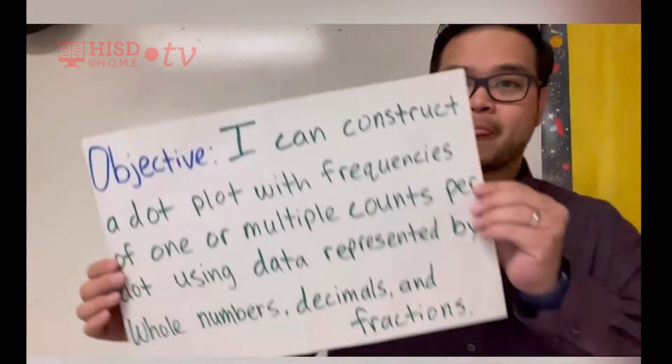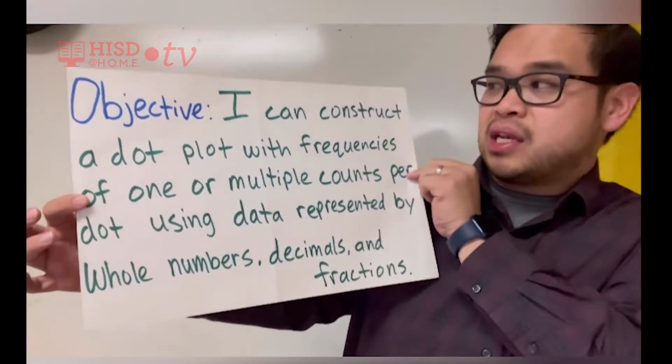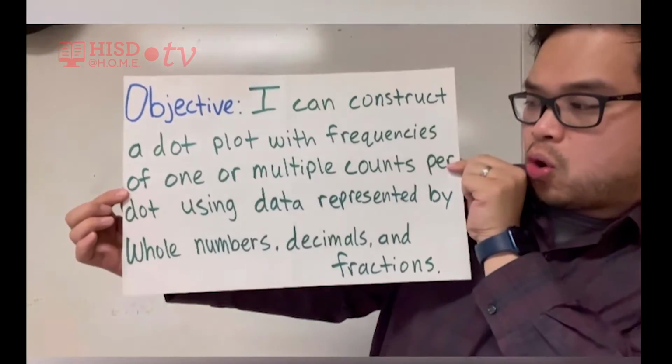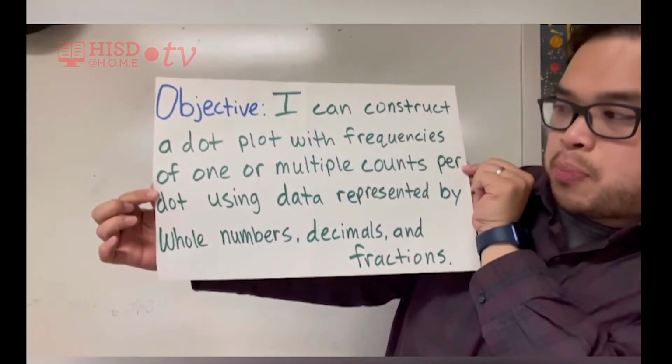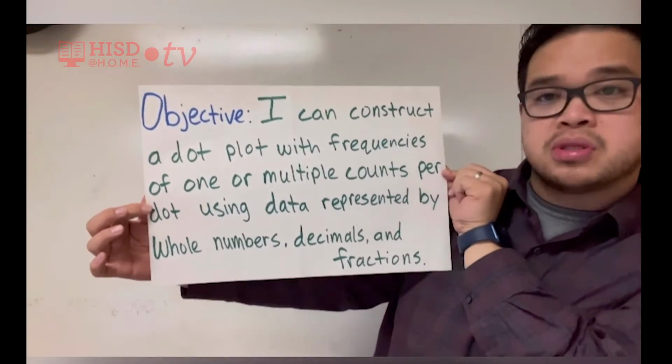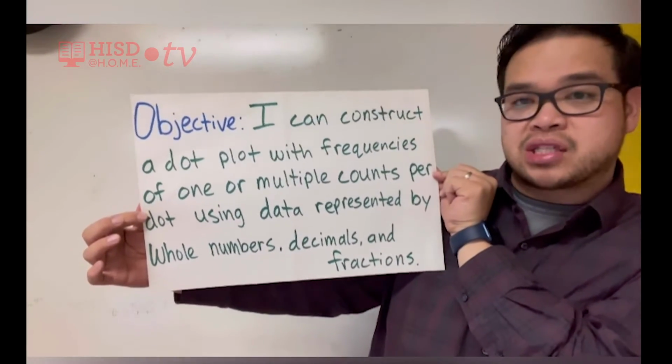So today our lesson is going to be on data. More specifically, we're going to talk about dot plots, frequency tables, and how to use the keys to get data and create these different charts and tables. So our objective for today is: I can construct a dot plot with frequencies of one or multiple counts per dot using data represented by whole numbers, decimals, and fractions.